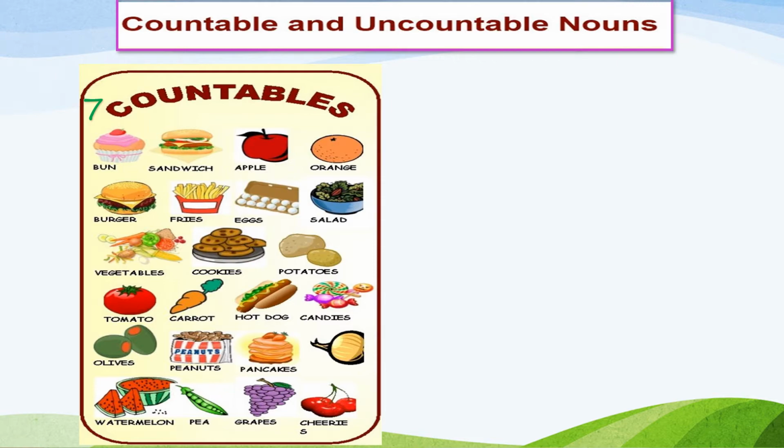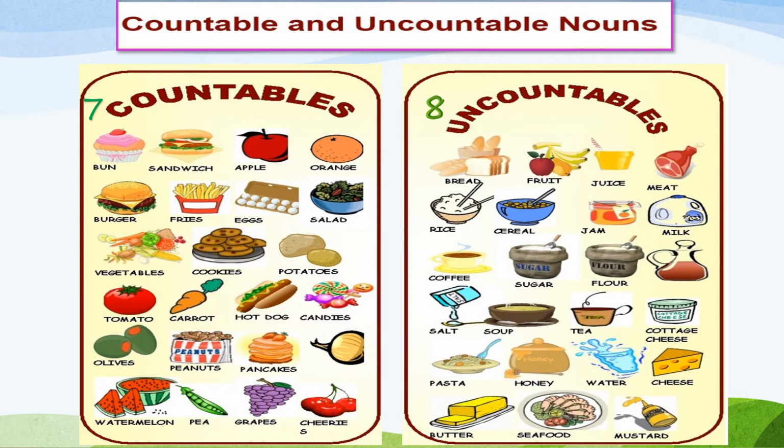What about the uncountable nouns? Uncountable nouns are something that I cannot count. For example, all liquids: oil, milk, water, vinegar. Some sort of food: flour, sugar, rice, etc. So here we have countable nouns and uncountable nouns.